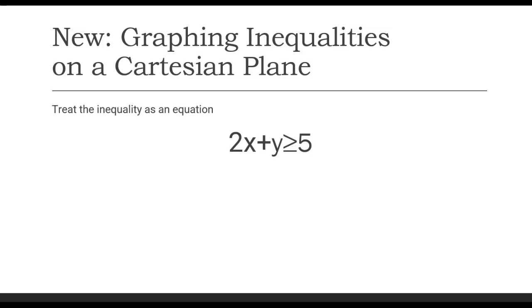The first step is to put the equation in slope-intercept form, which is y equals mx plus b. Since there are no like terms to combine, you will simply move the 2x to the other side of the equation. This equation will then become y is greater than or equal to negative 2x plus 5.